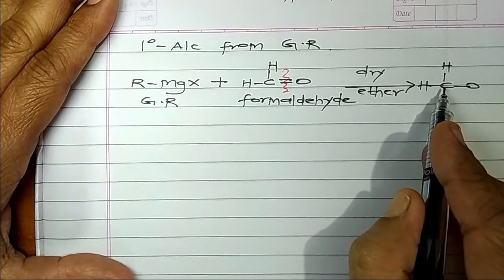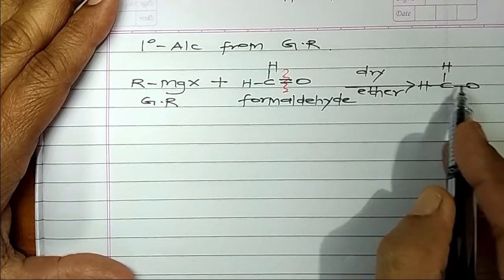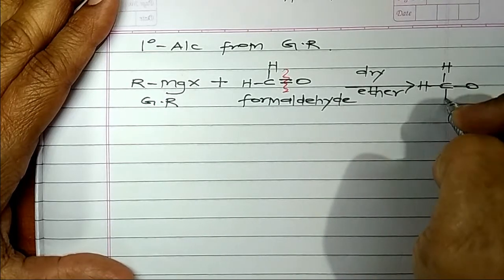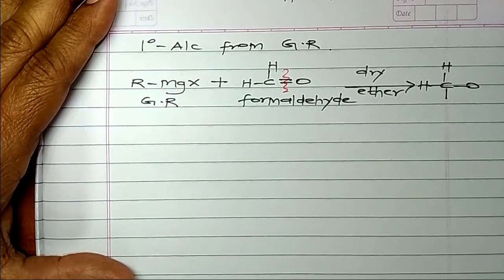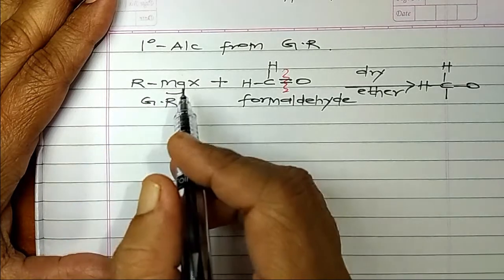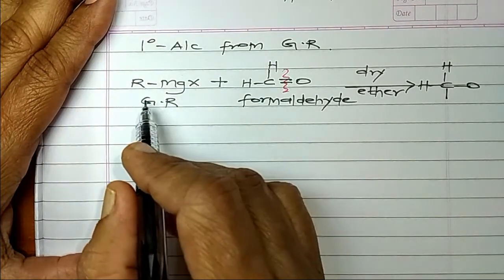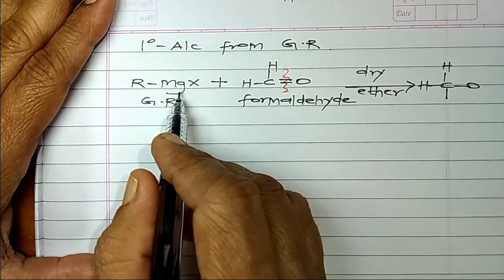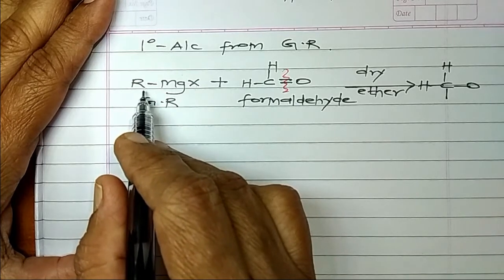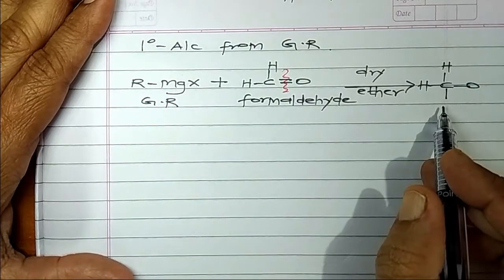Now, see the valency of this carbon atom. It is 1, 2, 3. I have to make it 4. So I put a bond here. The valence is now 4. There are two parts in the Grignard reagent, an R part and MgX. R, always remember, will get attached to the carbonyl carbon.